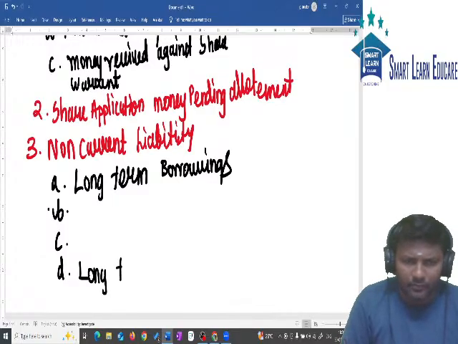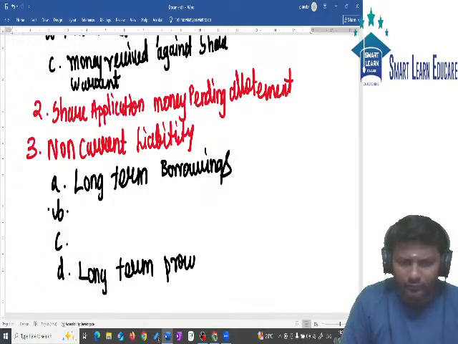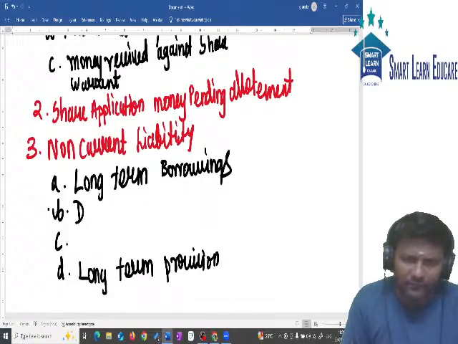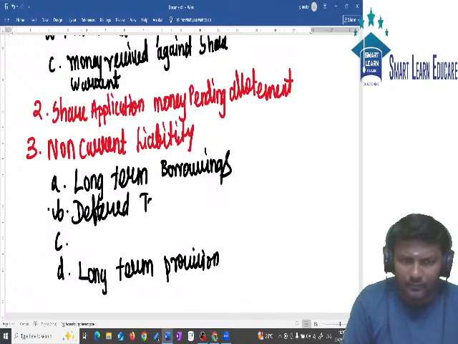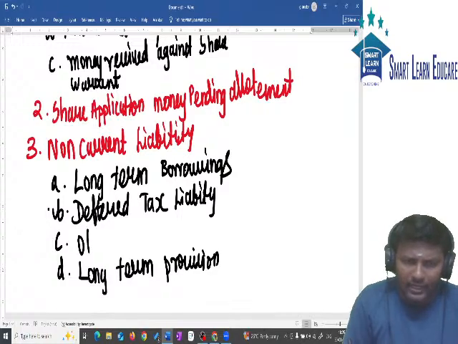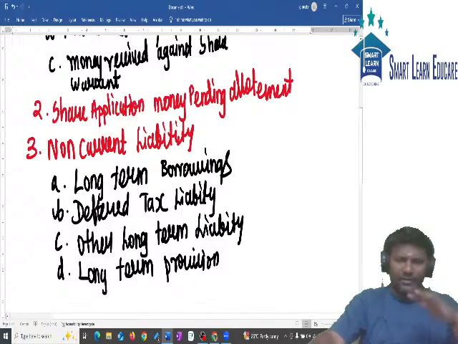Long-term provision. In between we have 2 things: DO. D for deferred tax liability. O for other. First we memorized this. Memorizing is the success of this topic.